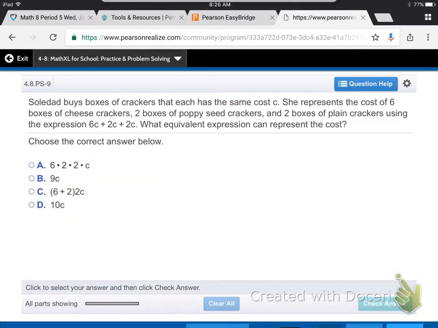Moving on, similar kind of problem. Let's read through it together. Soledad buys boxes of crackers that each has the same cost C, so all the crackers cost the same. It says she represents the cost of 6 boxes of cheese crackers, so 6 of cheese, 2 of poppy seed, and 2 of plain, using the expression 6C plus 2C plus 2C. So it doesn't matter what kind of cracker she's buying, they're all the same price. That's why we can give them the same variable. What equivalent expression can represent the cost?